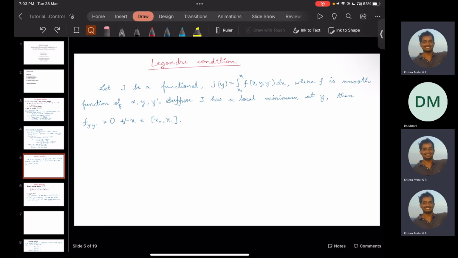Then we talked a bit about the Legendre equation, and for the Legendre condition, we said that for an extremum to be a minimum, or a local minimum, we need to satisfy a condition on the integrand, which is that the double derivative of f with respect to y prime is greater or equal to 0 at every point in the interval. So this is what is key here.